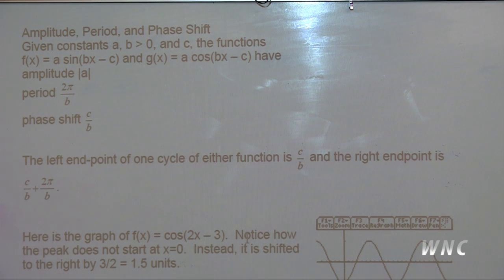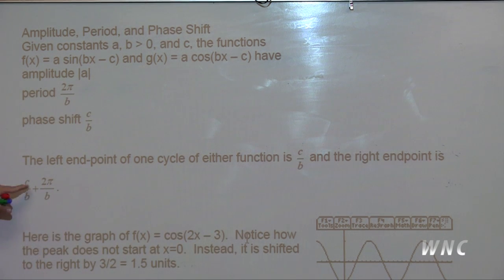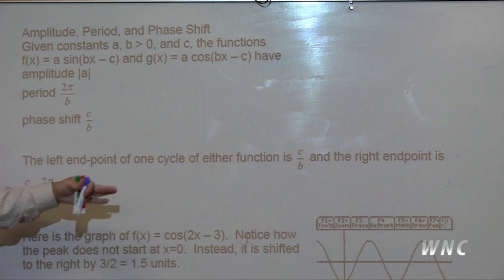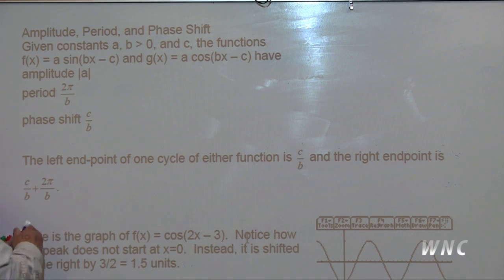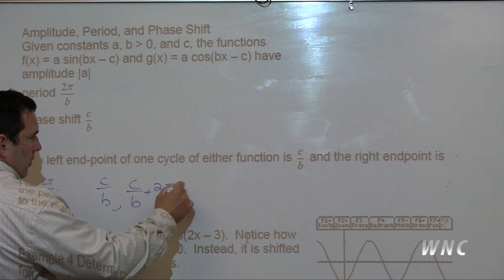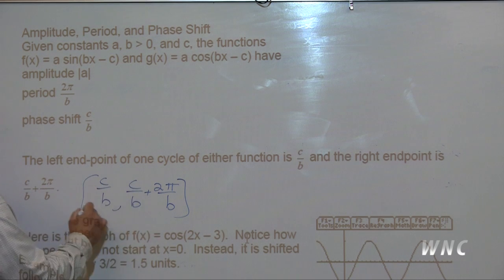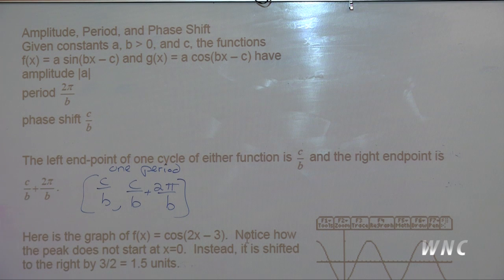Left endpoint of one cycle of either function is c over b, and the right endpoint is c over b plus 2 pi over b. So that would give you one complete period from c over b to c over b plus 2 pi over b. That's one period. Now, that's with our phase shift. So if c was 0, it would be 0 to 2 pi over b.